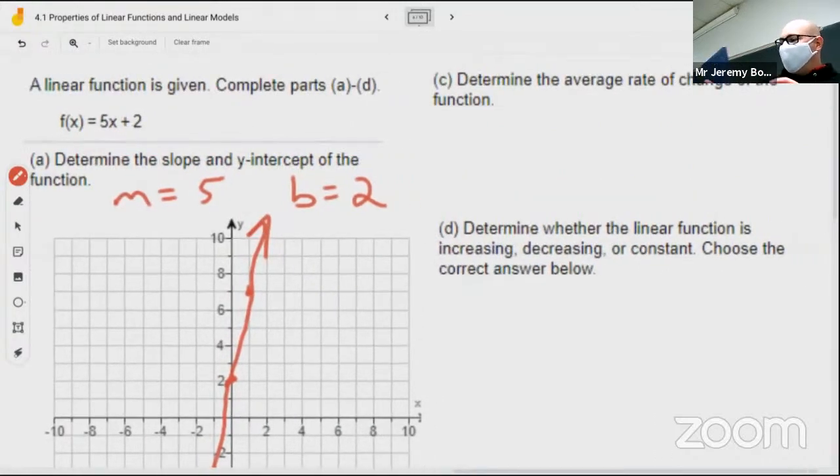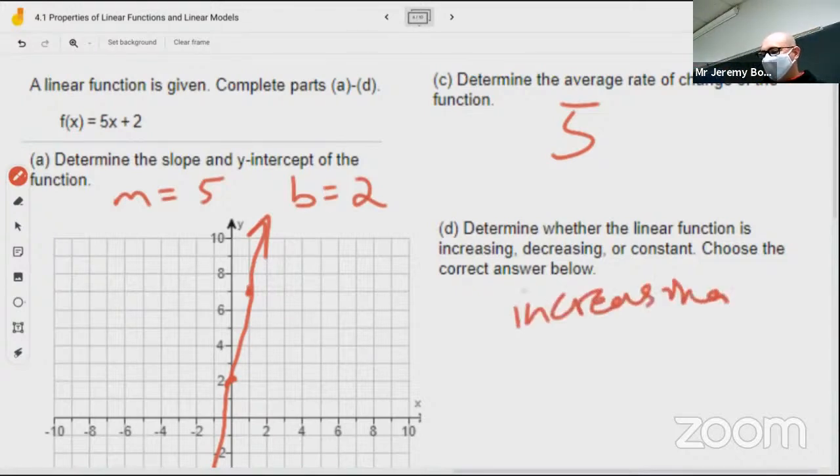Now, we want to know the average rate of change. Hey, that is the slope. Boom. And then we want to determine whether the linear function is increasing, decreasing, or constant. Anybody knows what it is? Increasing. Yep, we know that because the slope is a positive number. So this is an increasing linear function. Good. If it was negative, it'd be decreasing. If it was 0, it would be constant.